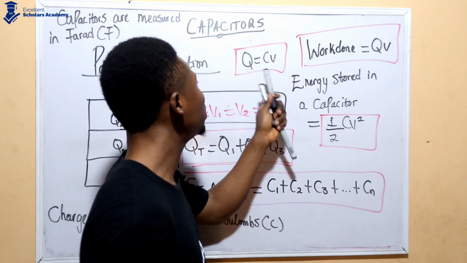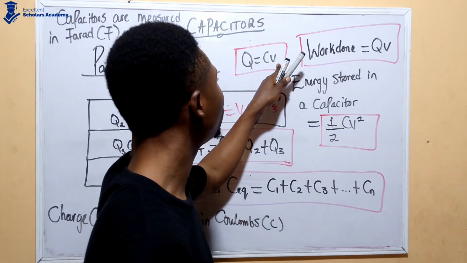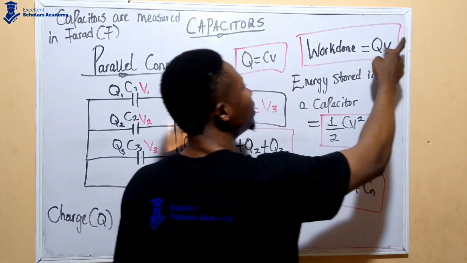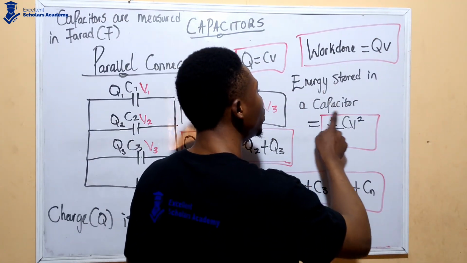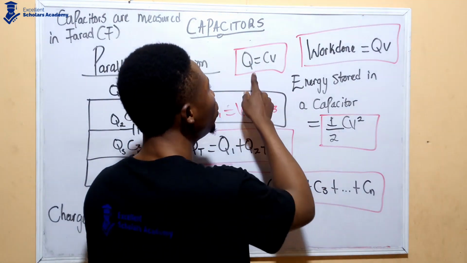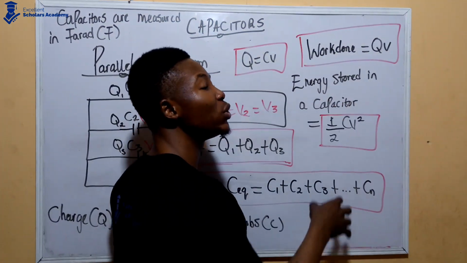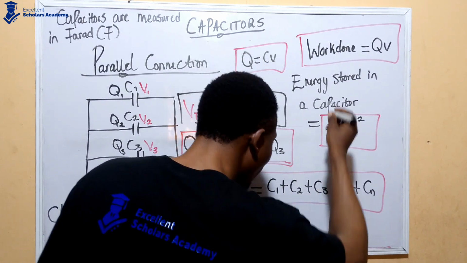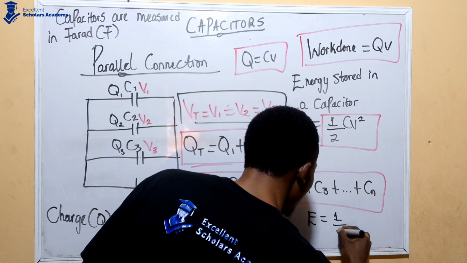So coming back to this, the charge stored on a capacitor is CV. That's the capacitance multiplied by the voltage or the potential difference, and then work done is QV. That's the charge multiplied by the voltage. Now then energy stored in a capacitor is half CV squared. Now if Q is equal to CV, meaning I can also manipulate this energy stored formula, another formula for energy stored in a capacitor can also be written as half QV.